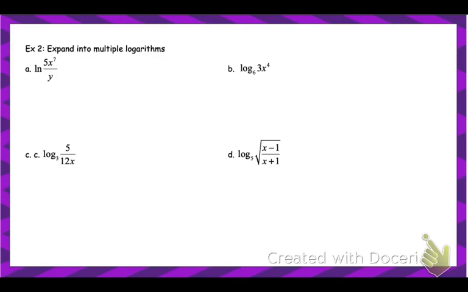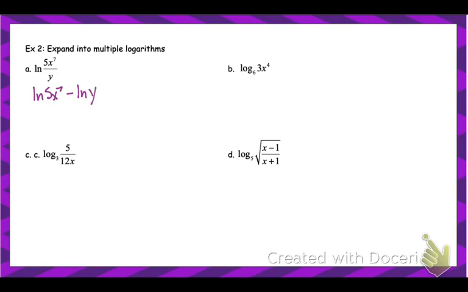Again, you can do this in multiple steps, or you can do this in one step. I'm going to show it in multiple steps just to get the process down. The easiest place to see where to split this is at the division. Anytime there's division in the argument, that becomes subtraction of a new log.